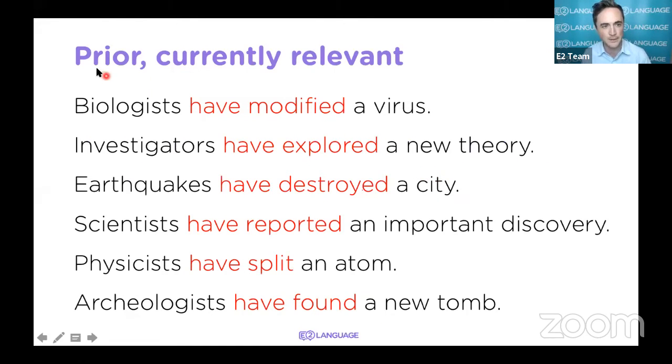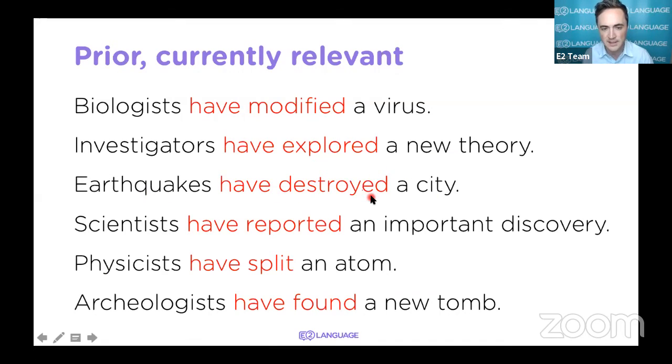Let me talk you through these ones. So prior, currently relevant. Biologists have modified a virus. Maybe they did it yesterday or last week. So it was in the past, but now it's become currently relevant. It still has importance in the present, right? Biologists have modified a virus. Investigators have explored a new theory. You can see that it's happening from the past, but it's coming to the present. And it's important now. It's currently relevant.